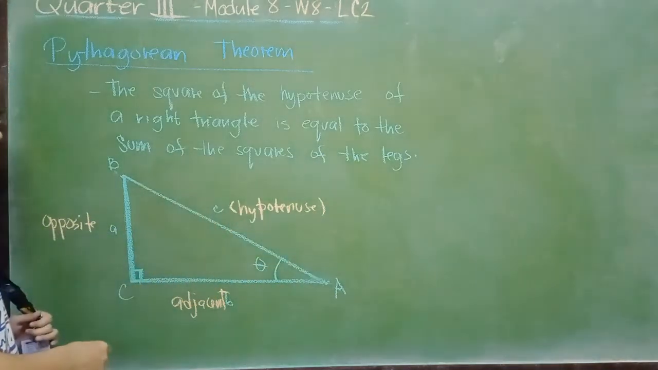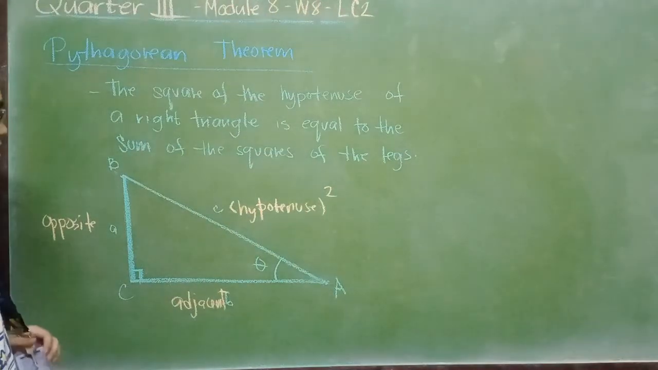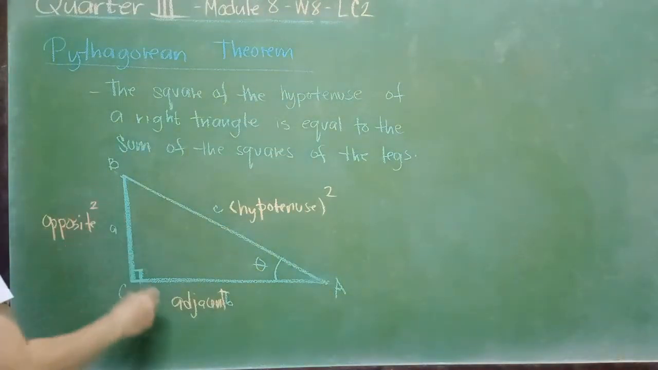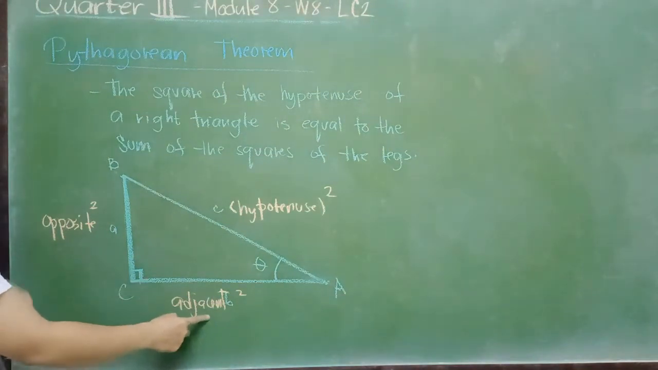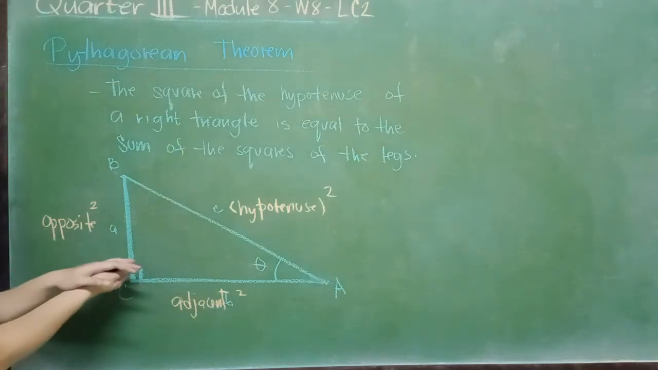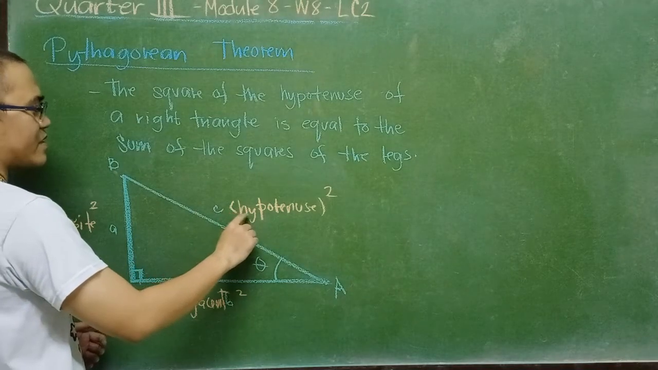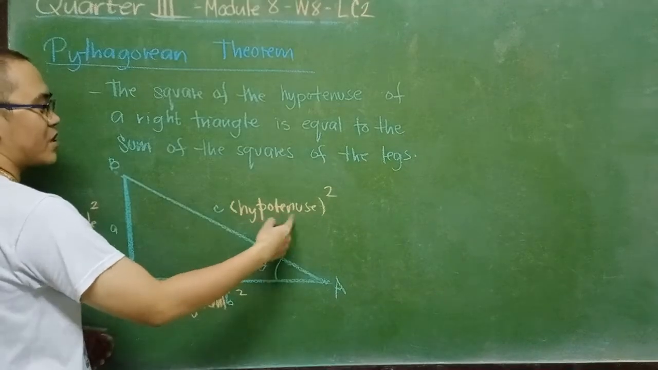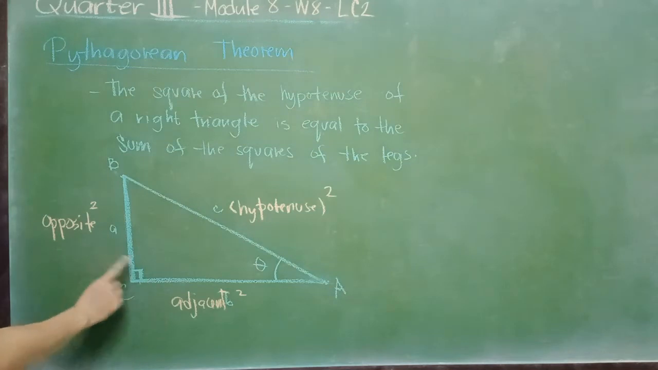So ang sabi niya, pag in-square mo yung hypotenuse, equal yan sa sum ng square ng opposite at saka adjacent. So pag binultiply mo ito sa sarili niya, tapos multiply mo ito sa sarili niya, then pag pinag-add mo yung dalawang product, equal yun sa product ng dalawang hypotenuse. So pag binultiply mo yung hypotenuse sa sarili niya, equal yun sa sum ng dalawang square ng dalawang side na to.